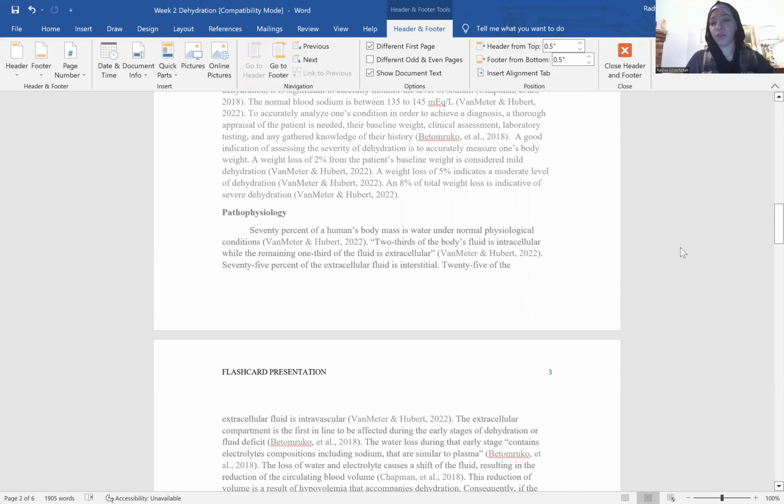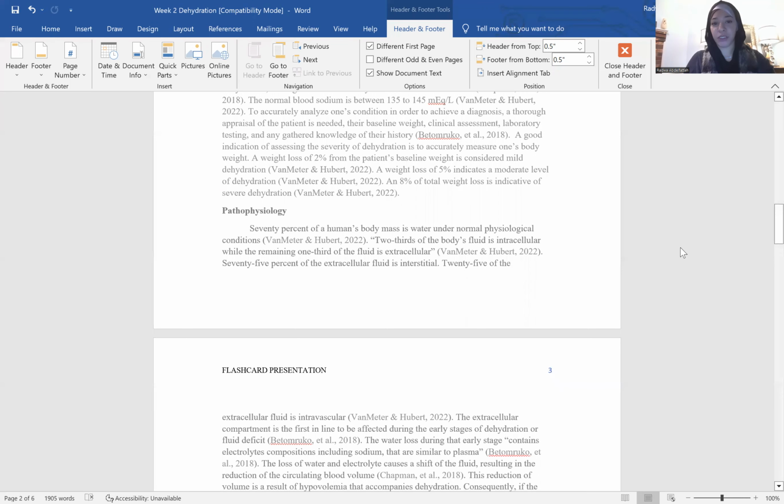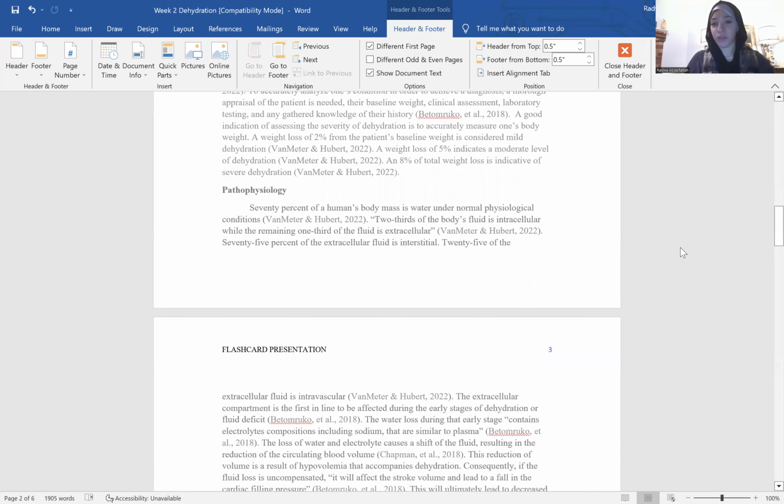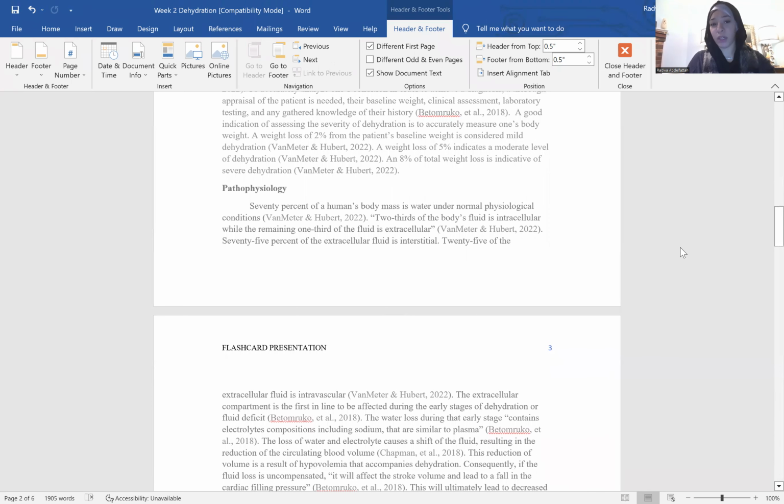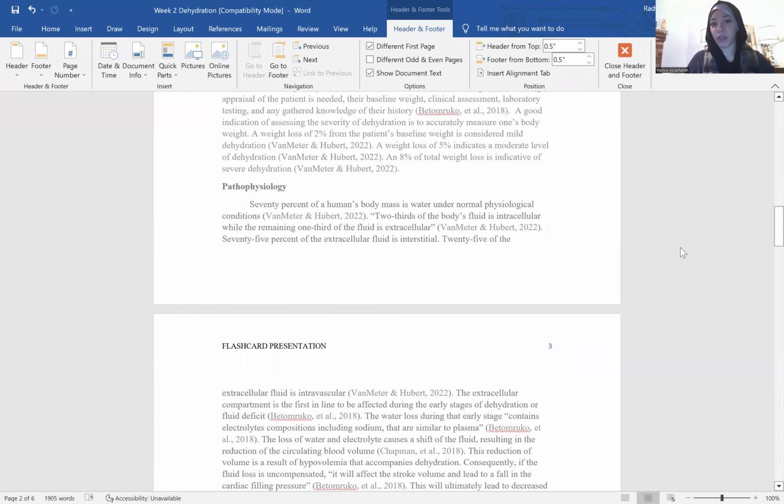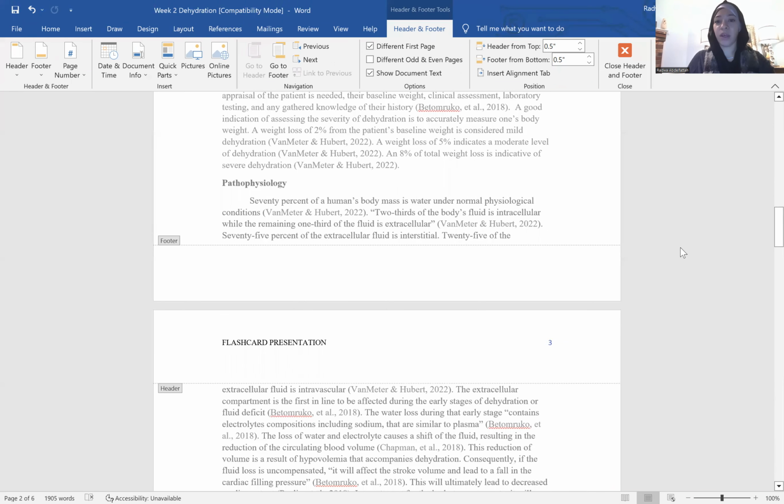A total weight loss of 2% from the patient's baseline weight is considered mild dehydration. A weight loss of 5% indicates a moderate level of dehydration, while an 8% total weight loss is indicative of severe dehydration.